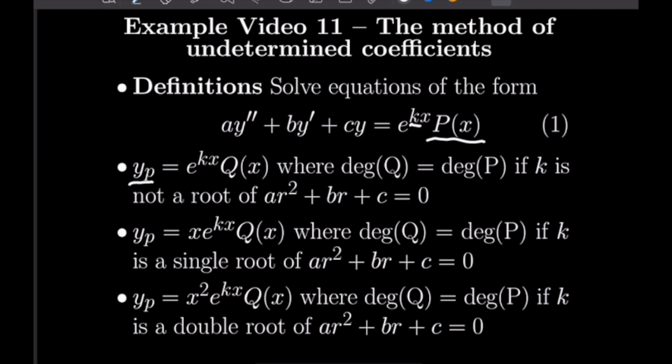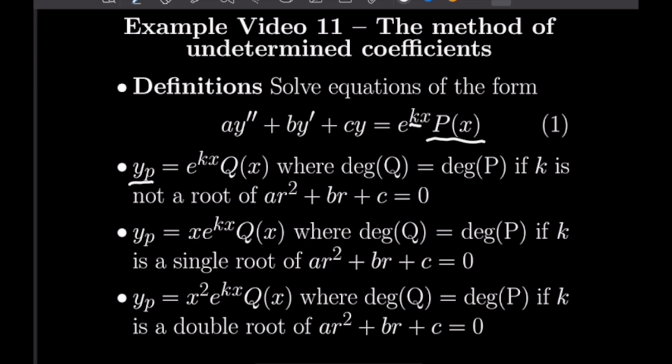If k is not a root at all of the characteristic polynomial, then we will use the substitution e^(kx) times q(x), where q(x) is a general polynomial of the same degree as p(x). So if p(x) is some quadratic, then we'll write q(x) as ax² + bx + c. For our second case, k is a single root of ar² + br + c. If it is a single root, we will add an x in front of our terms there, and if it is a double root, we will add an x².